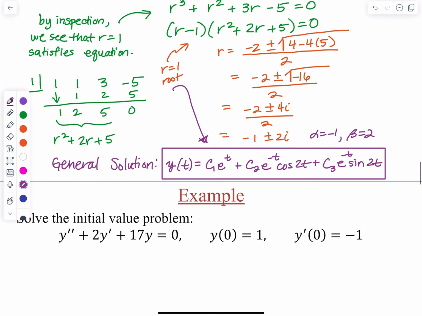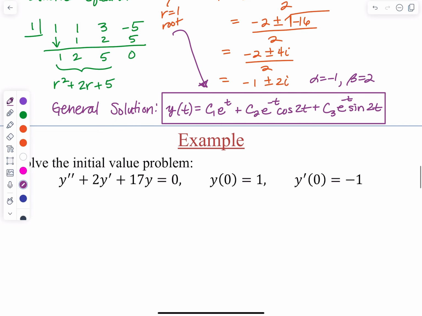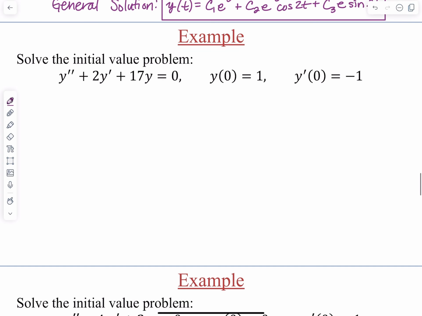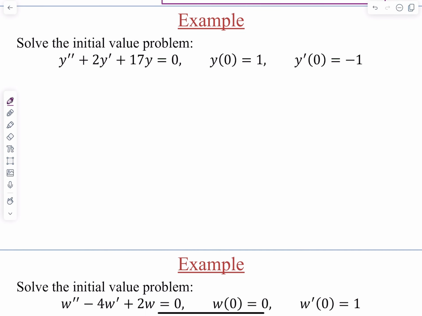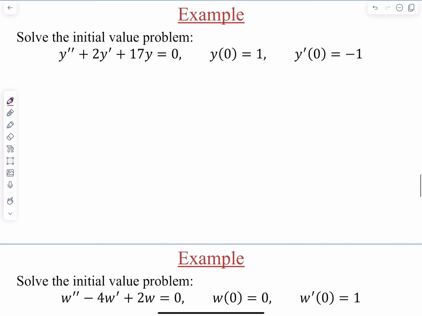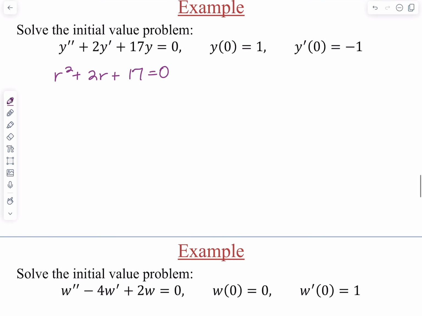Okay, let's take a look at some initial value problems. Solve this initial value problem. It's a second order differential equation, and we were given an initial condition for y and also y prime. So we come up with our auxiliary equation, r squared plus 2r plus 17 equals 0. I'll go ahead and let you do that work. And we come up with r equals negative 1 plus or minus 4i.